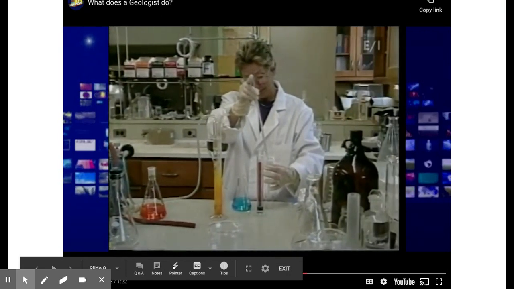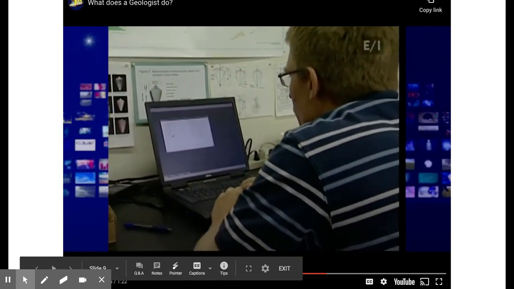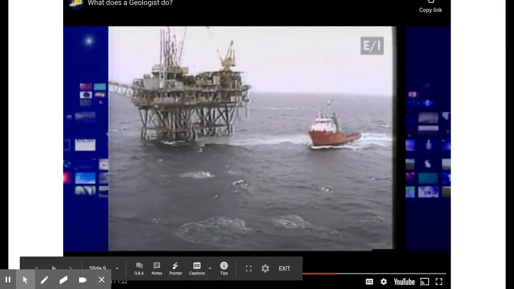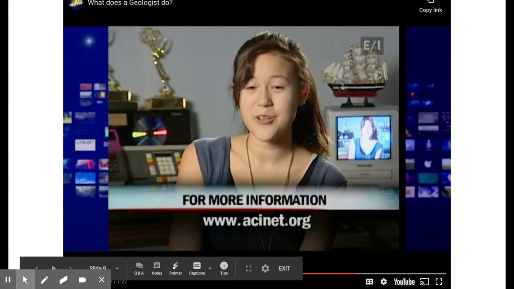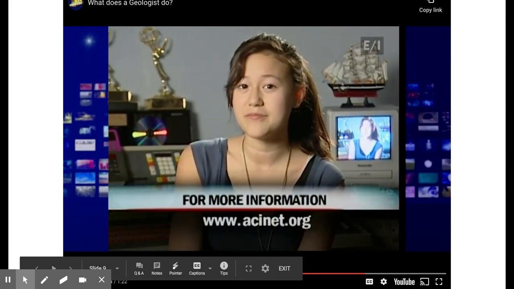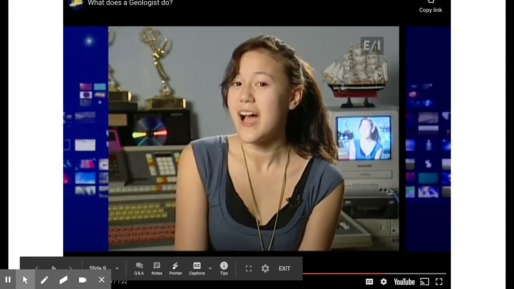Advances in technology make the geologist's job more interesting every day. For instance, 3D imaging can help find new sources for oil. If you'd like to dig up more information on geologists, go to acinet.org. You can also unearth information on other careers. I'm Lily with Work It.